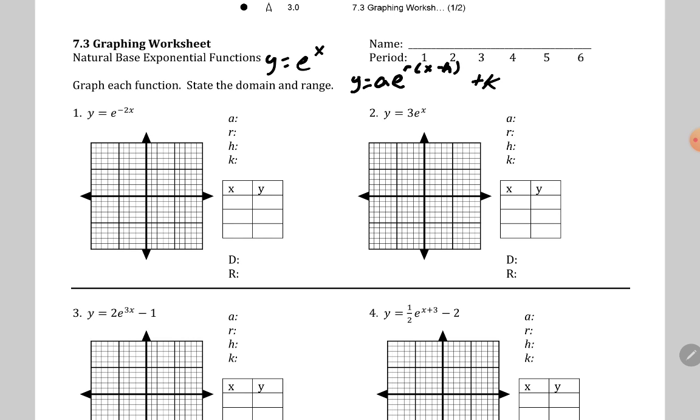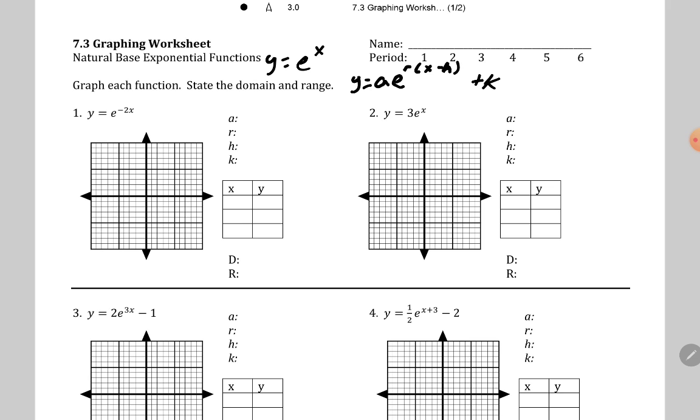Back to the r value. If your a value is positive and your r value is positive, then it's an exponential growth. If your a value is positive and your r value is negative, then it's an exponential decay. So let's go ahead and graph some of these.